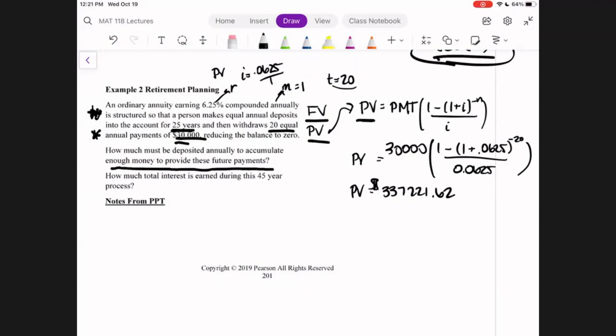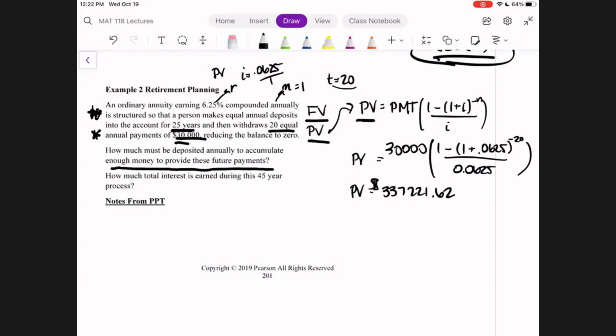All right, I think everything looks fine now. I'll do one more check and then we will continue. Okay, so it looks like this is the present value. So that's how much I need in my account.